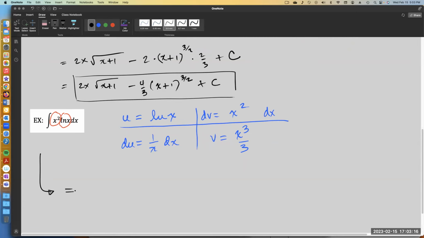Wait, sorry, how did you say we're finding V? Say that once again. So v is found by integrating. If you have dv equals x squared dx, the way you turn dv into v is by integrating. And the integral of x squared is x cubed over 3. Got it. And then in this column, we differentiate. So the left column is always derivative, the right column is always integrate.